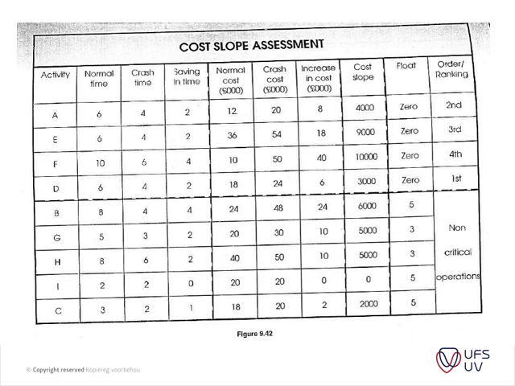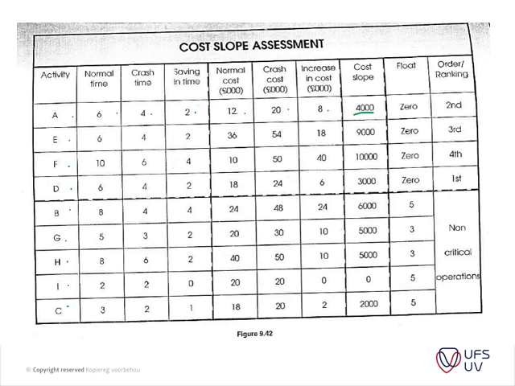Okay, so now you've established what the critical path is, and now you need to rate your items in order according to your cost slope. So now you put your items in a table like this, and you have your normal time listed here, your crash time, your saving in time, and then you've got your normal costs, your crash cost, increase in cost, and then your cost slope here, and then you rank your items from there downward.